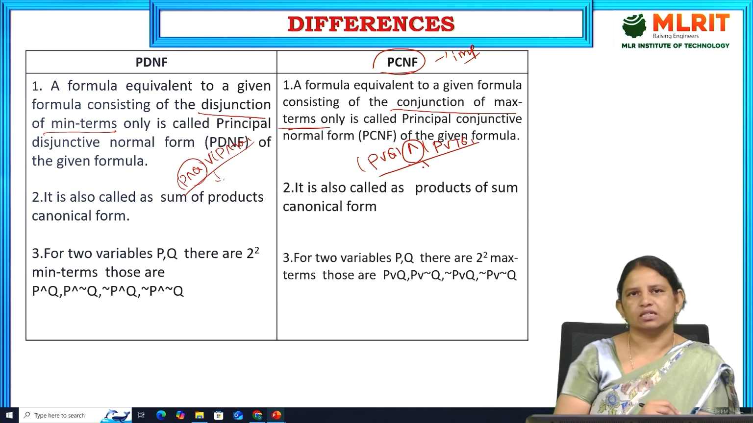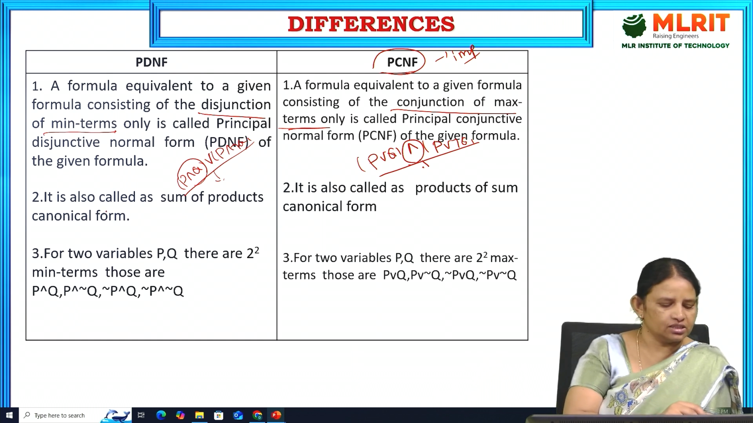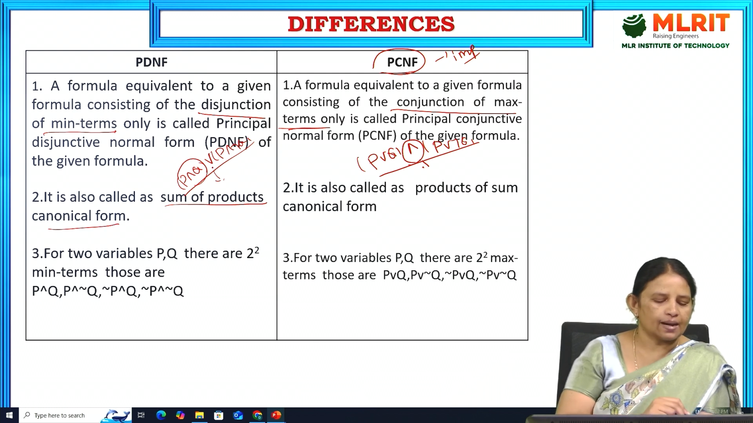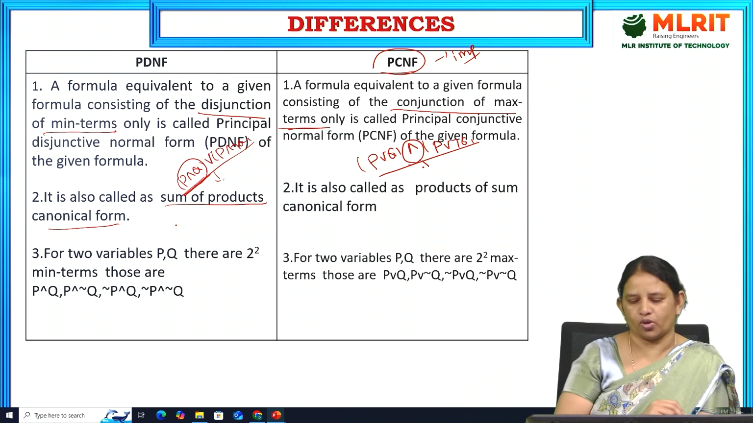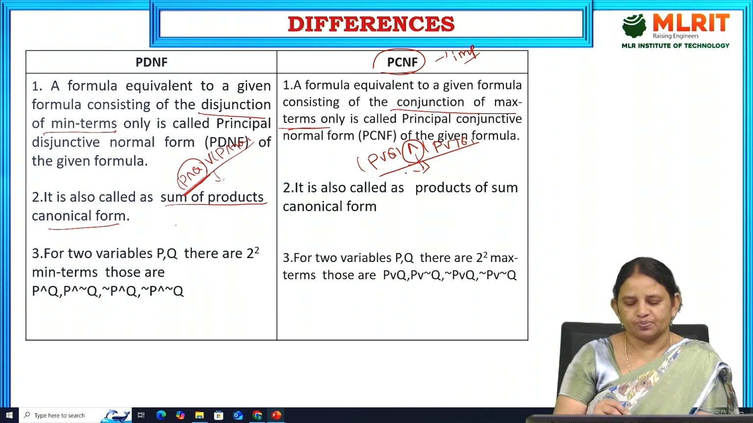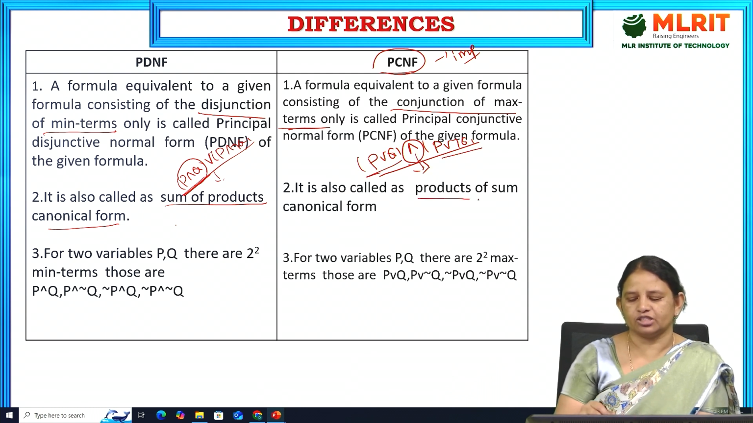That is the difference. Coming to the next difference, PDNF is also called sum of products, because the sum is present between the products. That's why it is called sum of products. Then in PCNF, the product is present between the sums. That's why it is called product of sums canonical form.